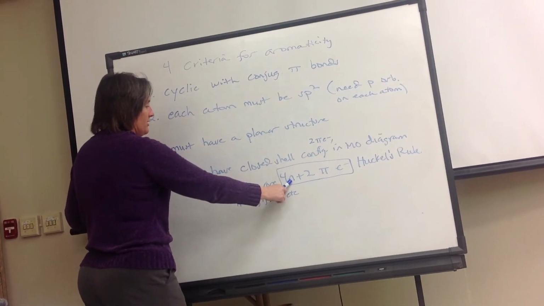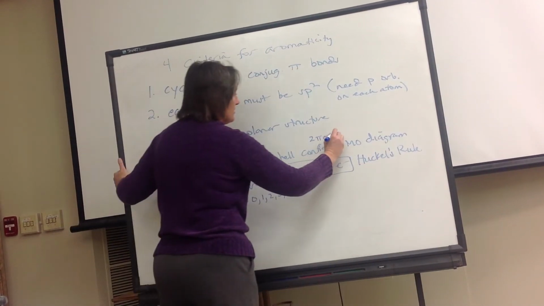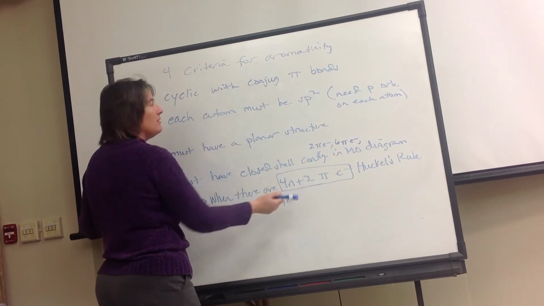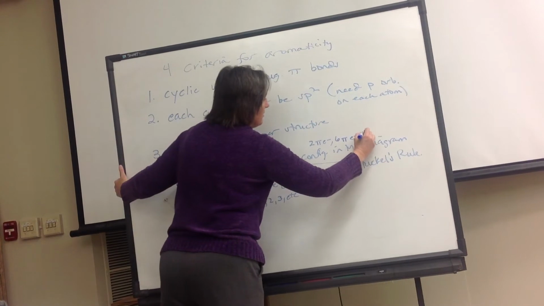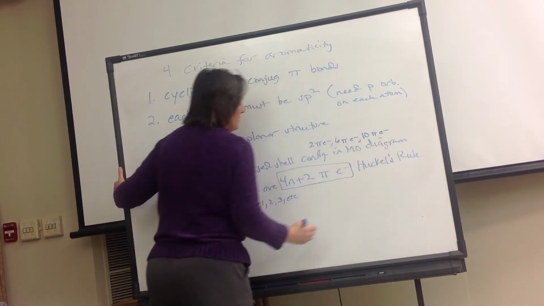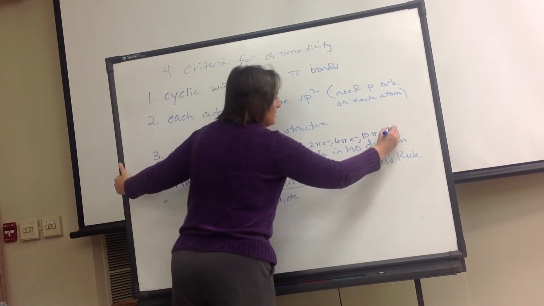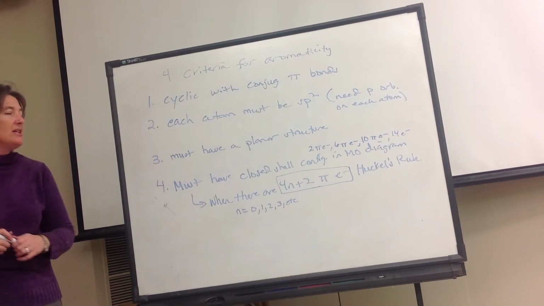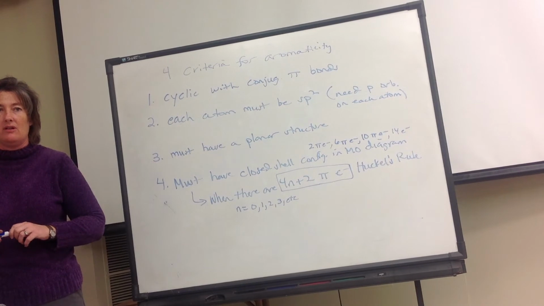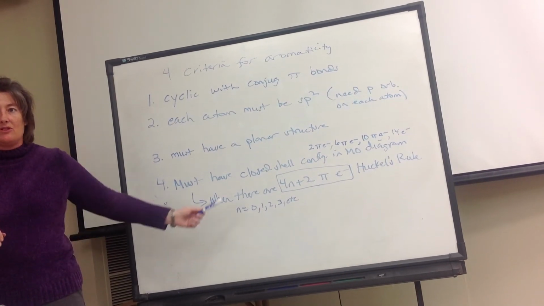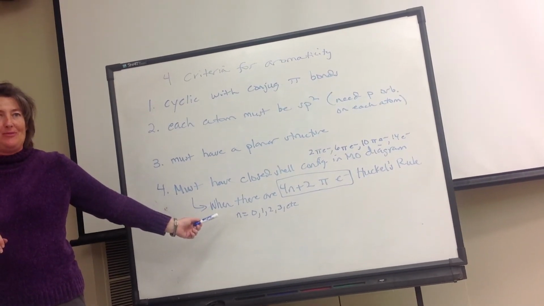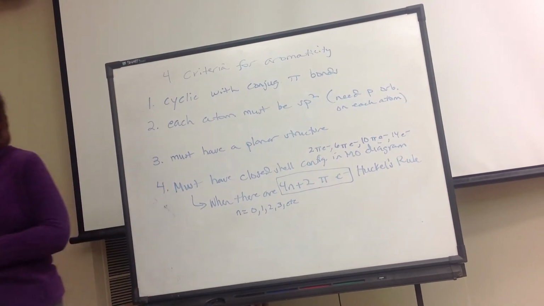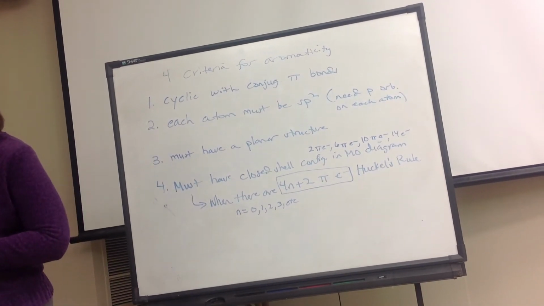If N was 1, then with 6 pi electrons, that's okay. If N was 2, 10. If N was 3, 14, etc. So if I gave you something that had 12 pi electrons, you know it's going to violate Hückel's rule. It can't be aromatic. So just memorize 4n plus 2. It's very helpful.